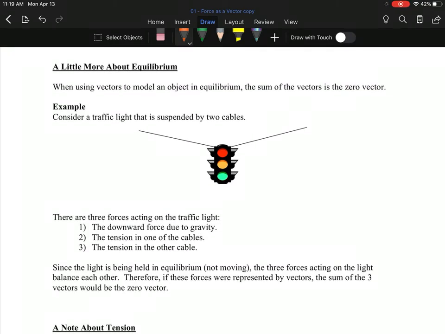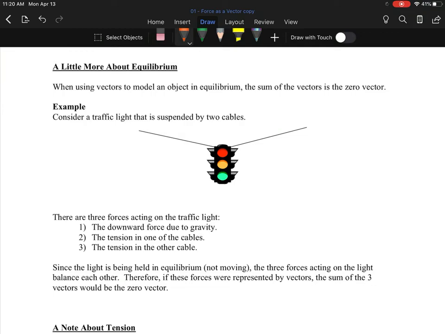So a little more about equilibrium. When using vectors to model an equilibrium, the sum of the vectors is the zero vector. So when we add up all the vectors in the situation, we should get the zero vector. And for you physics people, we should get 0 in both the x and the y direction. So consider a traffic light that is suspended between two cables. You don't see many of these type of traffic lights anymore. It used to be that they'd hang it between two wires across an intersection like this.